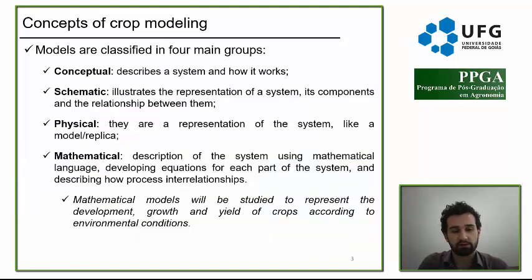So after that, you can start to make some definitions about the models, and we have this reference that the models are classified in four main groups, based on what the models can do and how they represent systems. The first definition is a conceptual model, that describes a system and how it works. So it's more a writing about how we are looking at our system.